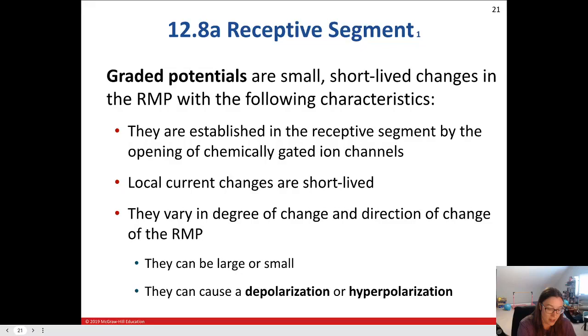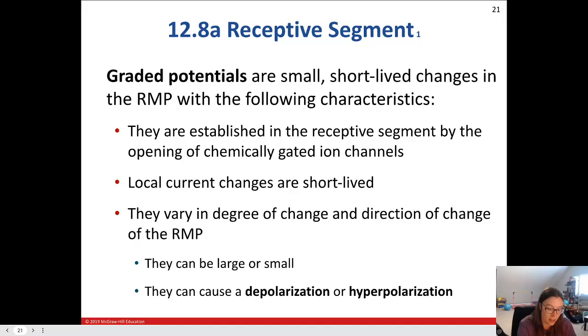Graded potentials are going to be something that is found in the receptive segment. They are small, short-lived changes in the resting membrane potential with the following characteristics. They are established in the receptive segment by the opening of chemically gated ion channels. We'll see how in a second.